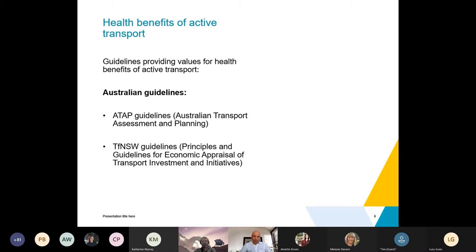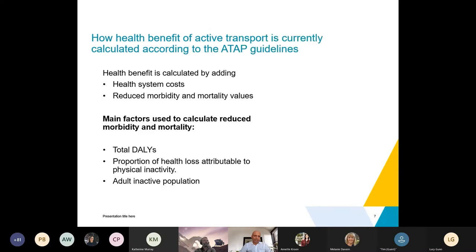Currently, we are measuring and including health benefits in public transport projects, and we're using guidelines such as ATAP, which is Australian Transport Assessment and Planning Guidelines, and also Transport for New South Wales guidelines. And basically in these guidelines, the way that health benefits are calculated is by adding health system costs to reduced morbidity and mortality values. And to calculate the morbidity and mortality values, general values have been used.